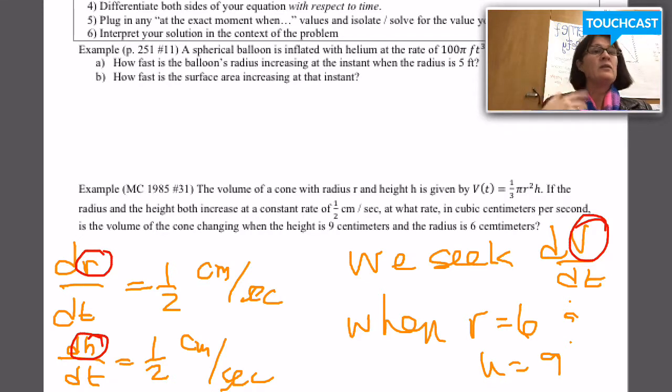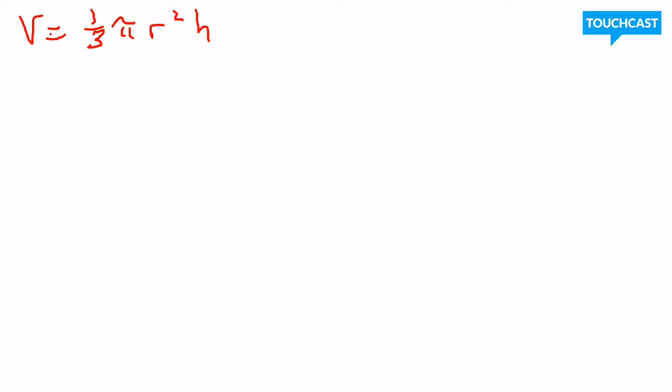What equation are we going to write? Well, it's nice that they actually gave us the equation already. We're going to write the equation for the volume of a cone. So here we go. I have an equation that relates V and r and h. I'm going to differentiate both sides with respect to time. No problem. All right, but this is where this problem becomes, I don't want to say difficult, but at least not trivial.